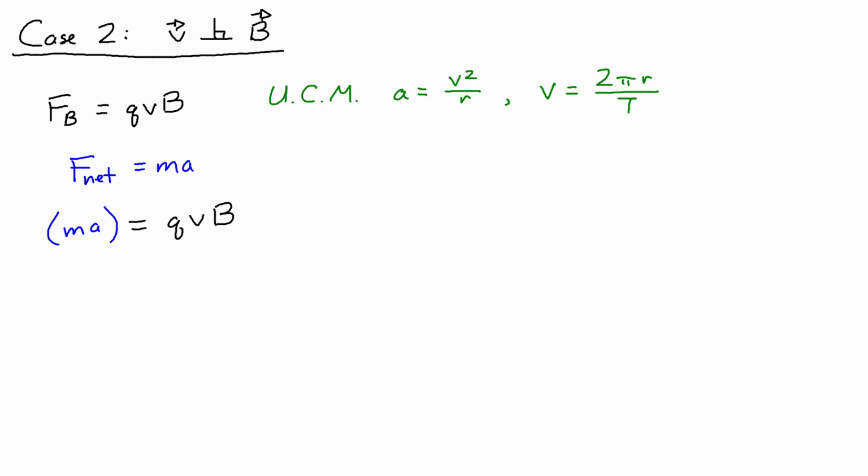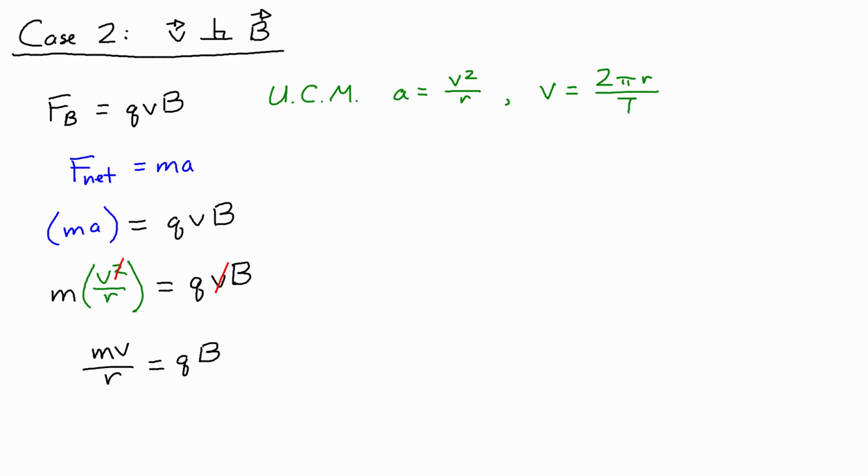Then we can take that acceleration from uniform circular motion and substitute that in, so then we'll have the mass times v squared over r is equal to q times v times B. And one of those speeds is going to cancel out, so that we have mv over r is equal to qB. And from here it can go in two different ways.